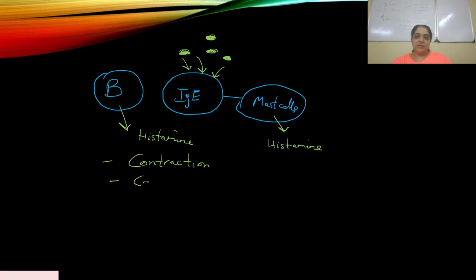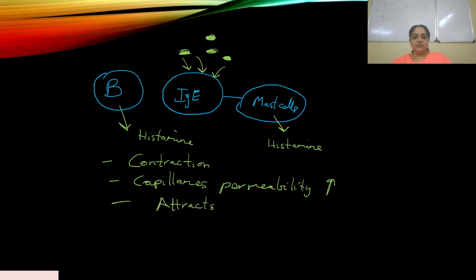The capillaries become more permeable, so there is leakage of fluid into the tissues. Also it attracts eosinophils and neutrophils. So eosinophils and neutrophils come to this region.